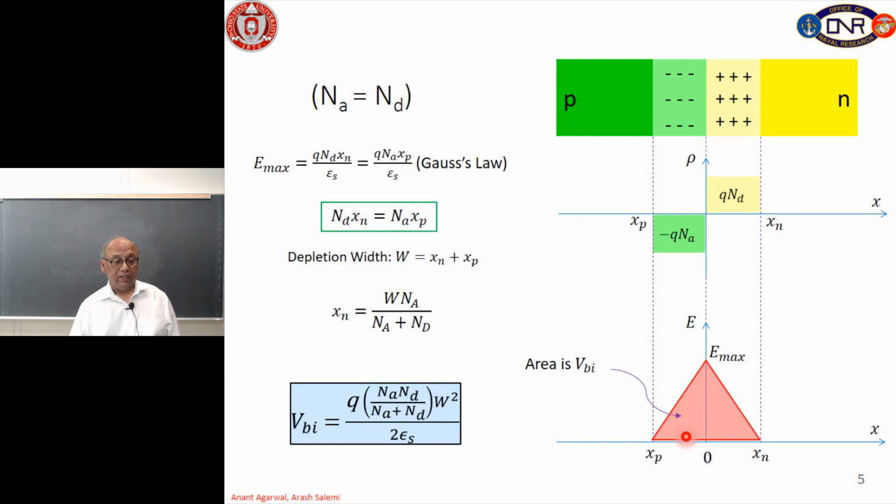Now, if N A is equal to N D, then x n will be equal to x p, and this would be W over 2. You can make N A equal to N D and get a simple expression for V bi, and the charge on the acceptor side, the p side, would be equal to the charge on the n side.